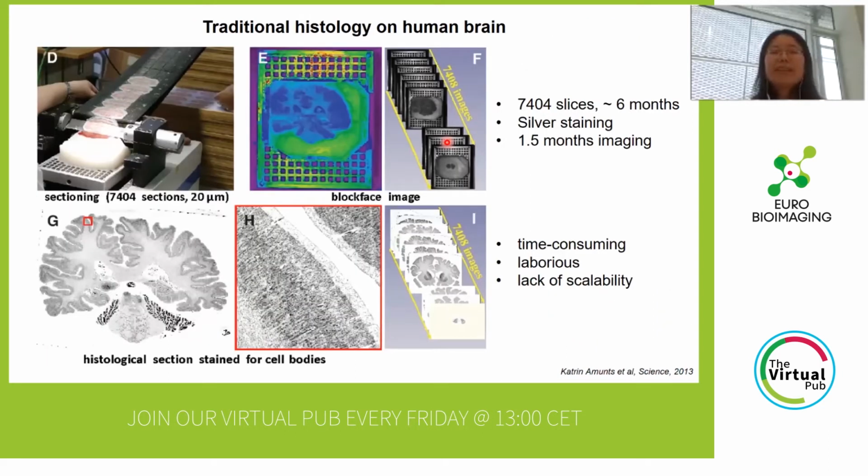When we are dealing with very large human organs, we know that the traditional histology method can be very inefficient. For example, for an intact adult human brain, it takes 6 months to cut it into 7,400 slices. And it also takes quite a long time for each of the slides. We do the staining, we do the imaging. So the whole process is quite time consuming, very laborious, and also lacks scalability. We cannot handle several organs at the same time.